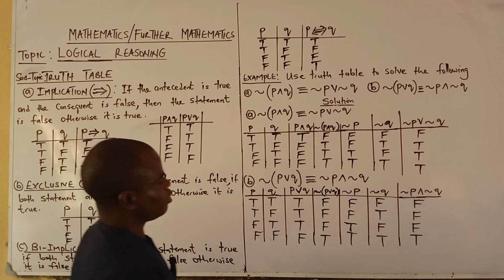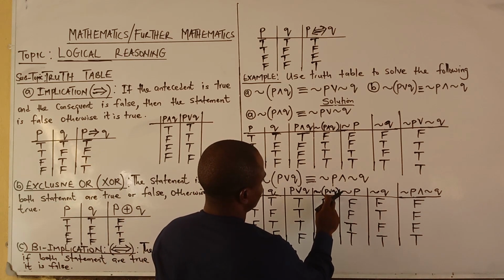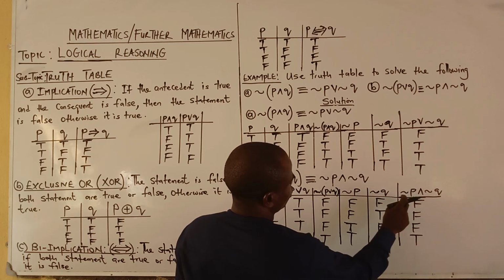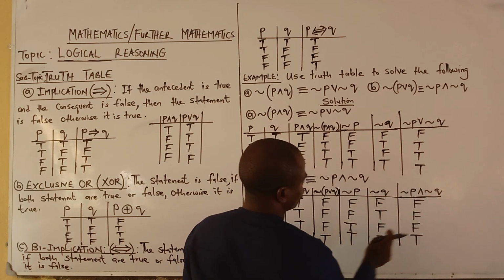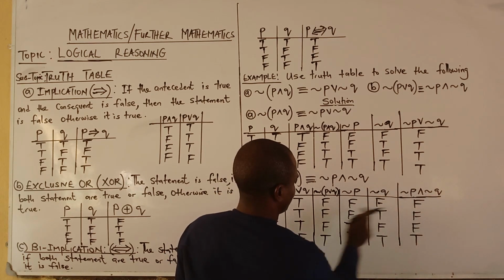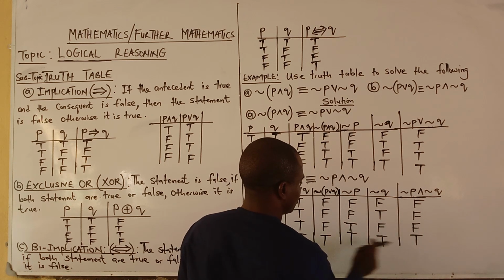Okay, they must be equal. Let's check. Negation of P disjunction Q must be equal to negation of P conjunction negation of Q. Let's see, F F F T, F F F T.